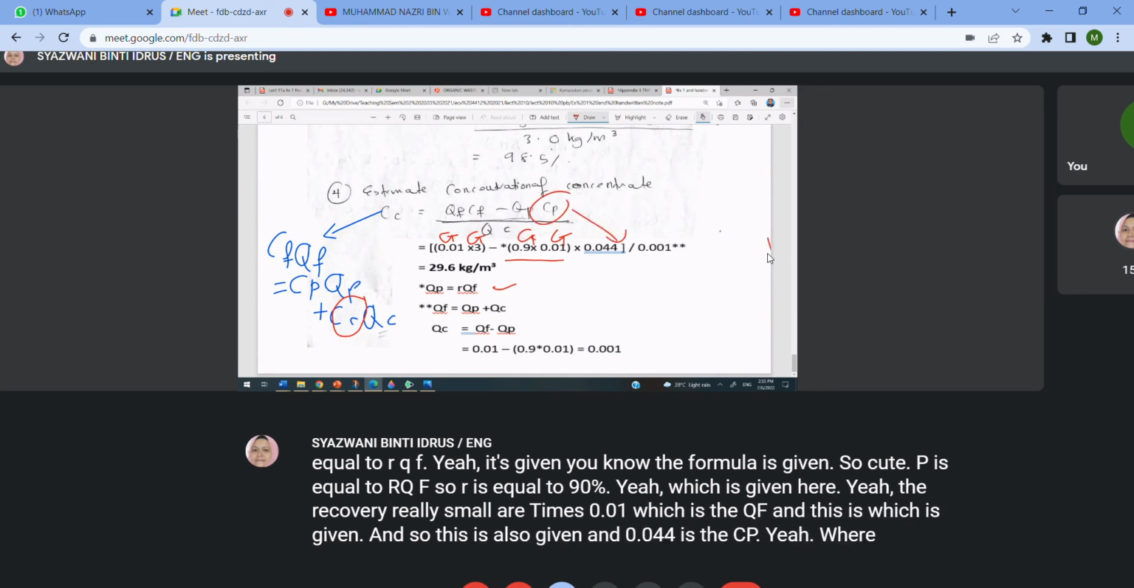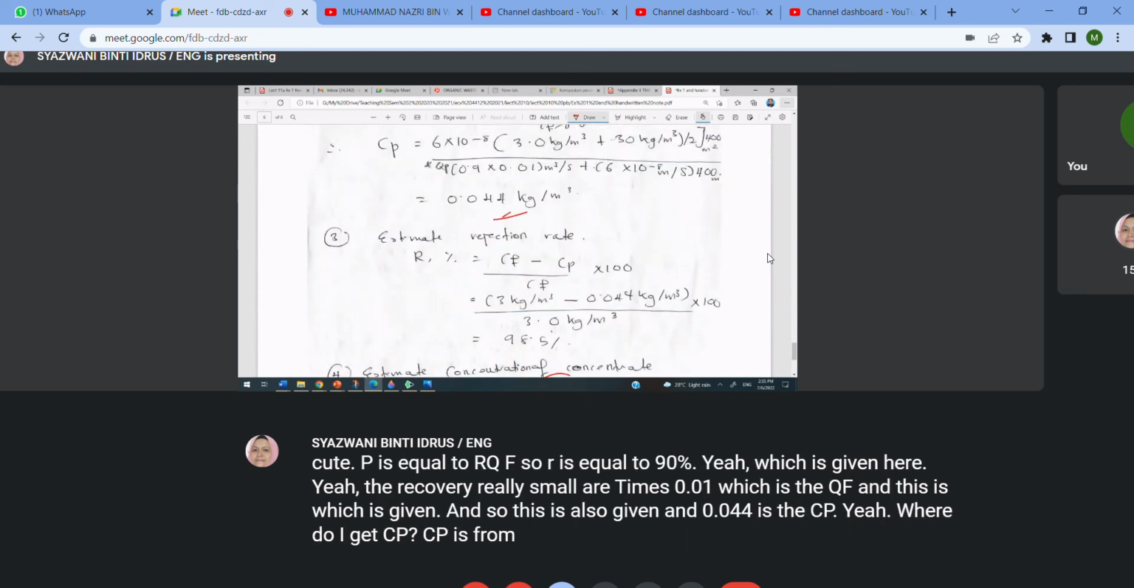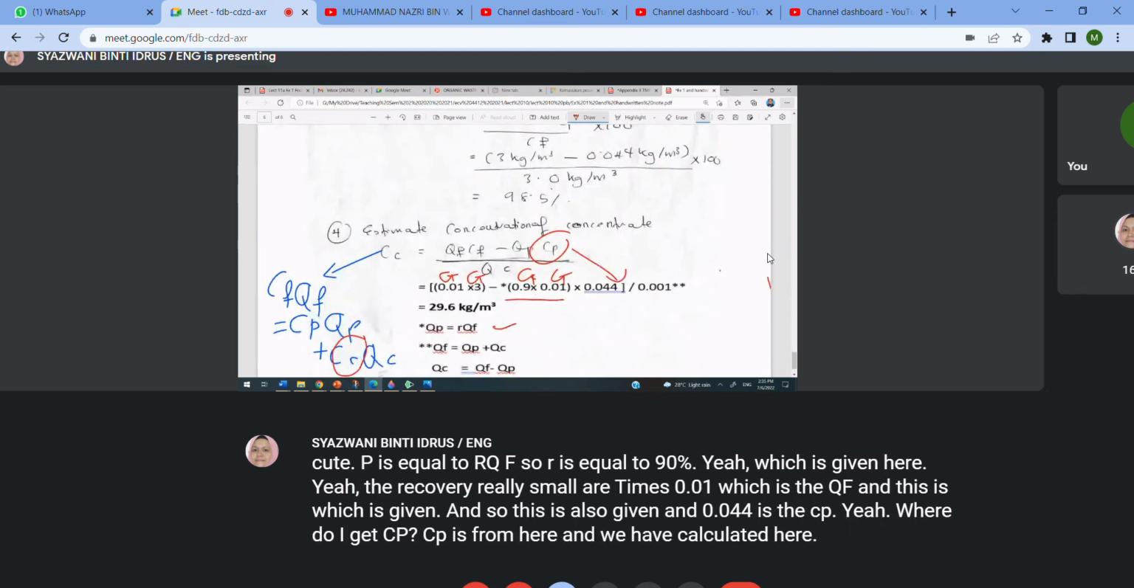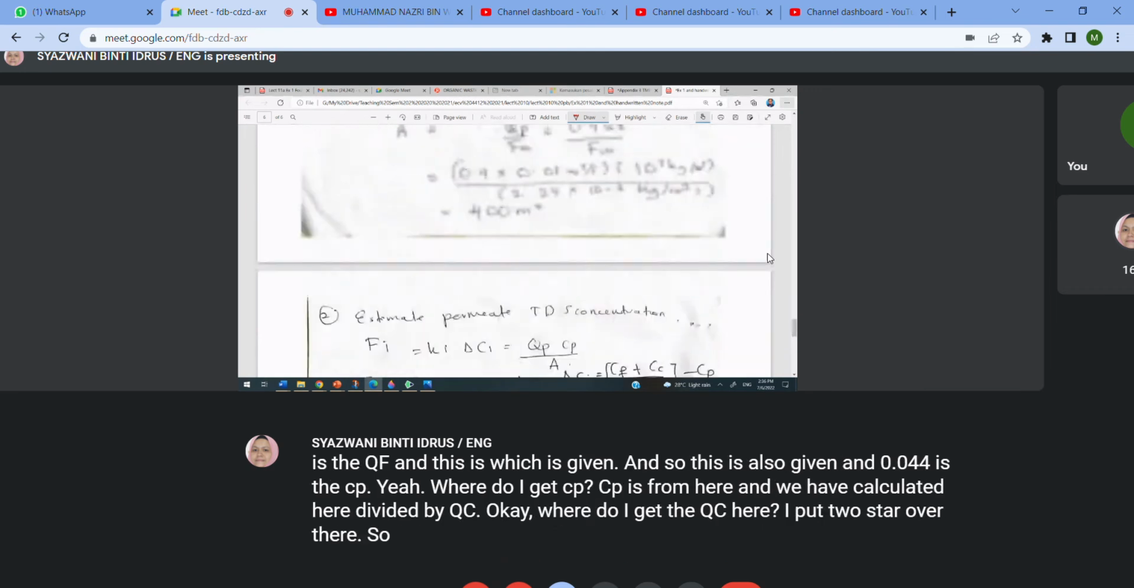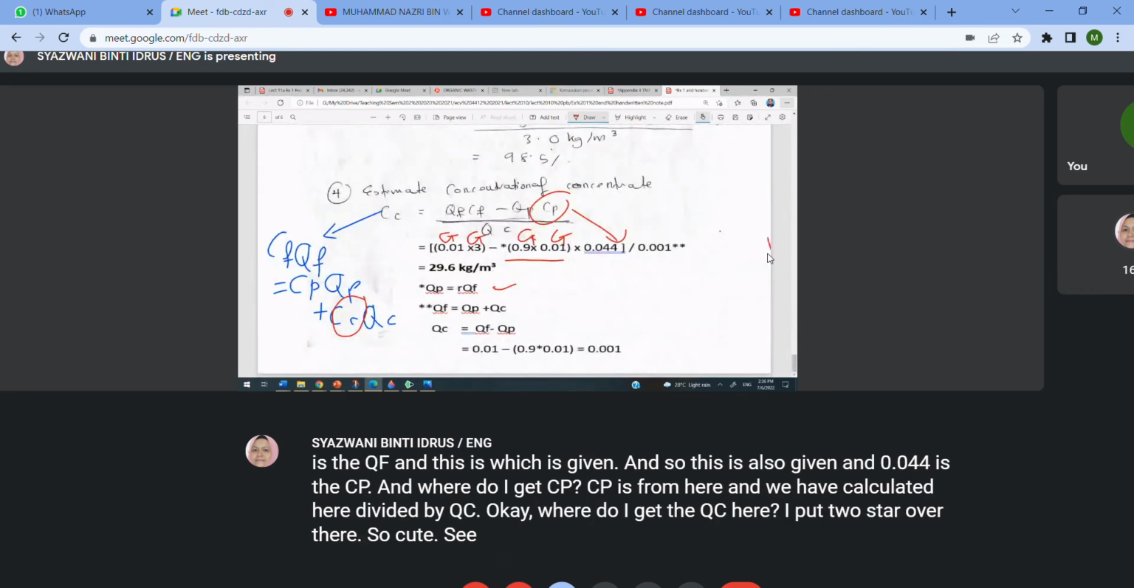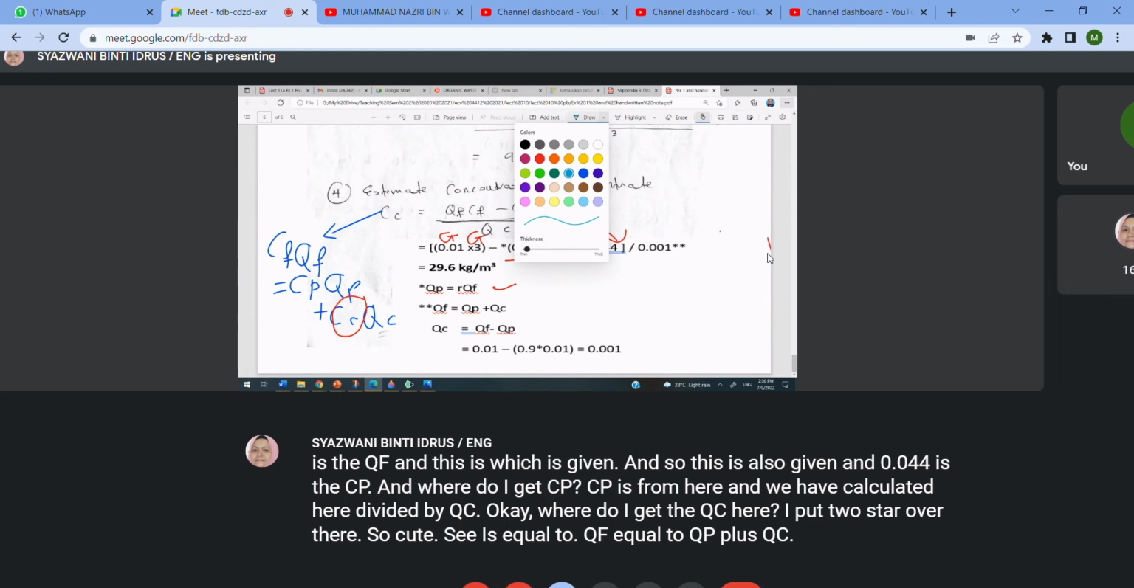Where do I get CP? CP is from here, which we calculated earlier, divided by QC. Where do I get the QC? I put the 2 star over there. So QC is equal to, QF equals QP plus QC. So QC is the unknown.